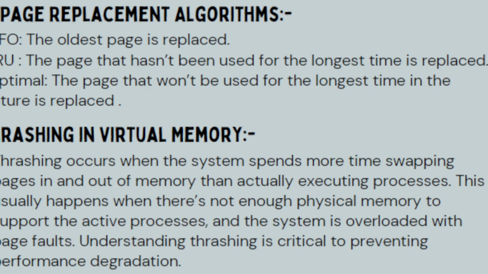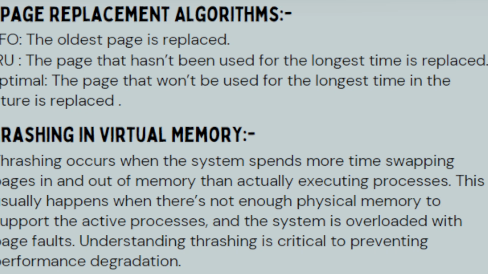When the memory is full and a new page needs to be loaded, the system has to decide which page to replace. Some common page replacement algorithms include FIFO, meaning first in first out: the oldest page is replaced. LRU, meaning least recently used: the page that has not been used for the longest time is replaced. And optimal: the page that would not be used for the longest time in the future is replaced. Each of these algorithms has its strengths and weaknesses, and the choice of algorithm can significantly impact system performance.